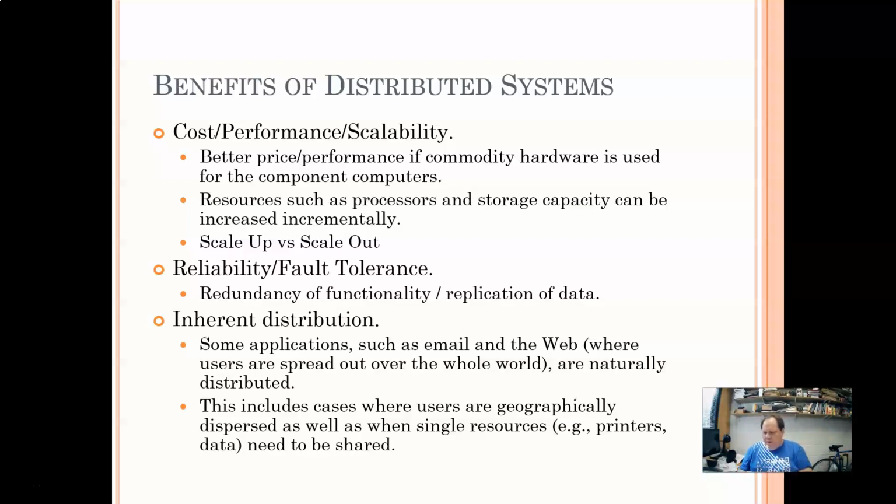If we buy a commodity server for 20 grand, then by having three 20 grand servers, you might be able to get the same performance as building one 100,000 euro server. That's custom. Okay. The other benefit is that there's a price performance benefit that comes from using commodity hardware.